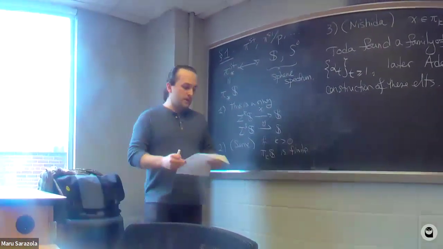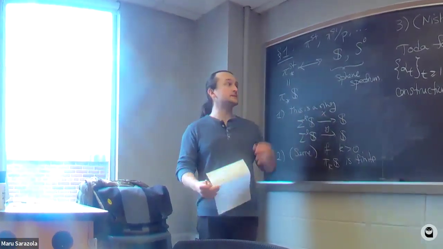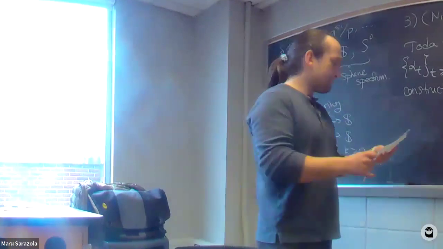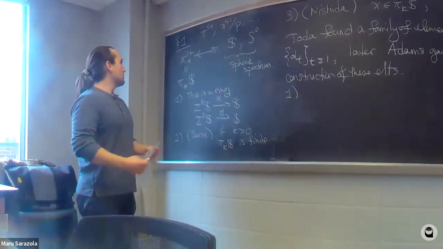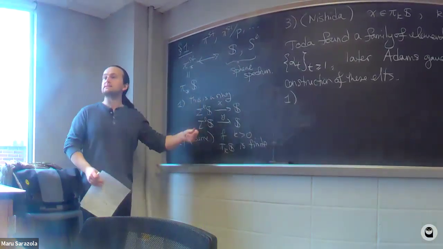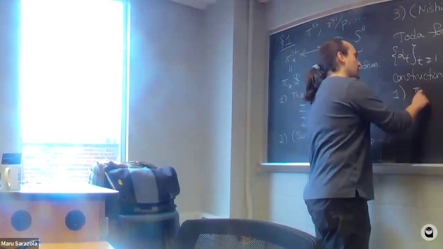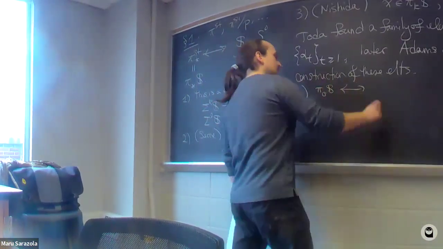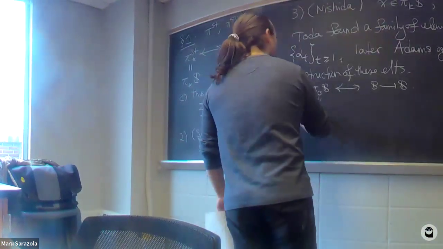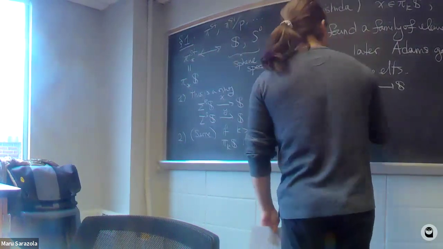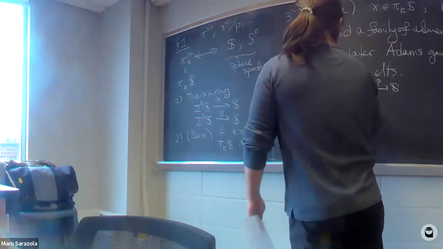So here's one way that you could construct this family of elements in the stable stacks. So the first thing that you want to do is, okay, so pi zero of s is the same thing as the integers. And we know that pi zero of s is the same thing as maps from the sphere to itself. And there's an element in there which is called p. And so this element p corresponds to a self map of the sphere spectrum.